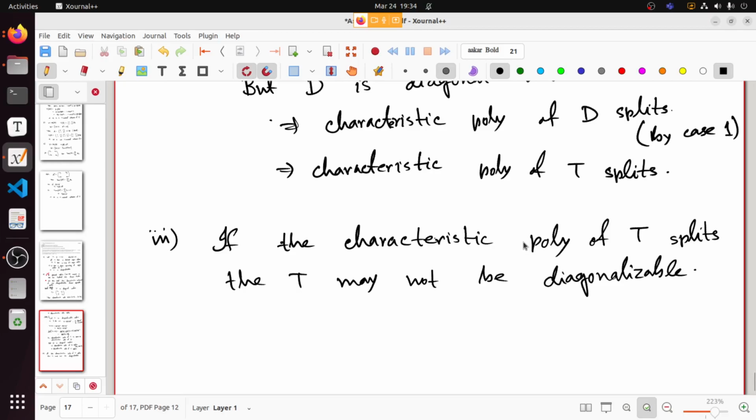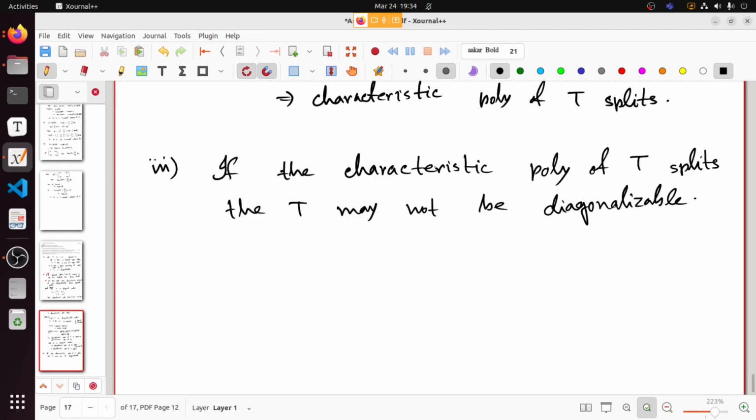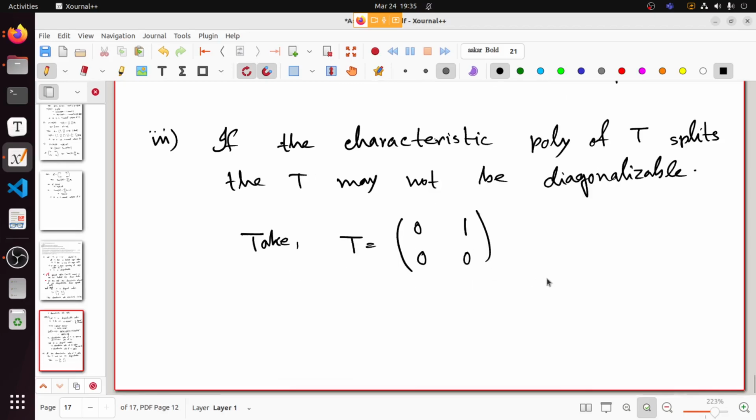So let's take the first example that we did at the very beginning of today's tutorial. Let's take the same example, T to be 0 1 1 0 0 0. This is the first example of the first question. There we have shown that T is not diagonalizable, right?